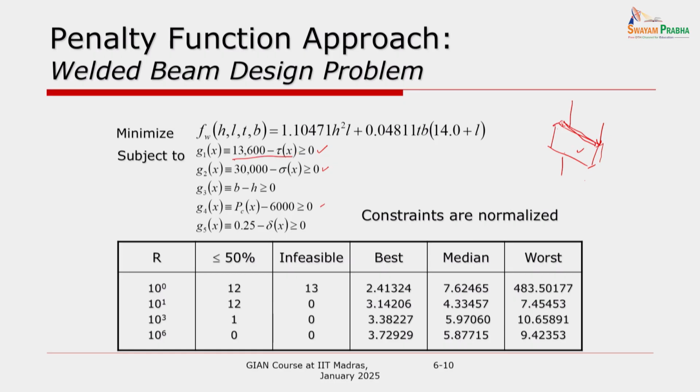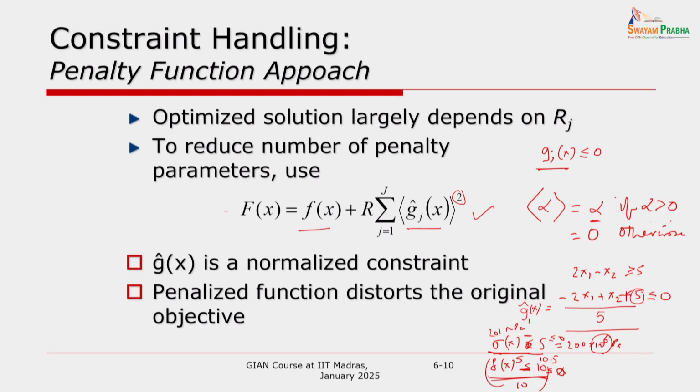So I divide this by, these are greater than, so I have to convert it to less than, and then divide by 13,600, this one by 30,000. This one there is no constant, so usually we look at the lower bound and upper bound of B, lower bound and upper bound of H, and find the maximum value that can be possible from it. It's kind of a rough idea. This one by 6,000, this one by 0.25. We normalize, we add the violation and add it as a penalty, and I'm now having a single objective function without any constraint. Everything is factored in here. So it's an unconstrained problem.